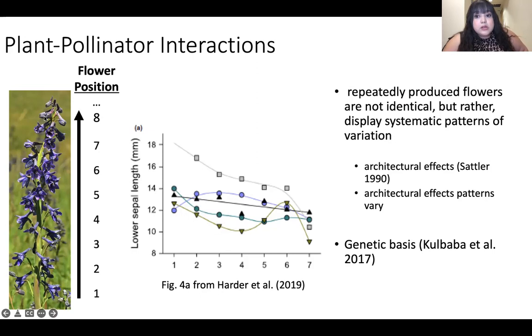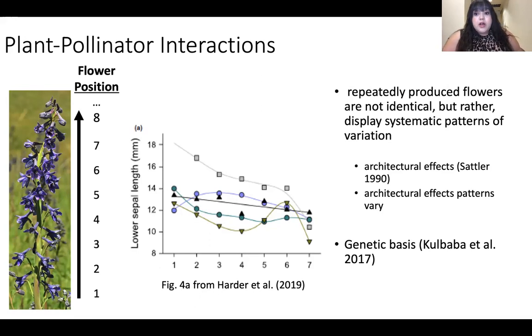These differences among animal pollinated plants with repeated flowers are called architectural effects. Work from Sattler explains how these patterns of variation are maintained through architectural effects, which depend on flower morphology and position on the floral display. These patterns can vary between individuals, and as you see on the graph, the trend lines are not identical, so you can imply that there is variation among individuals.